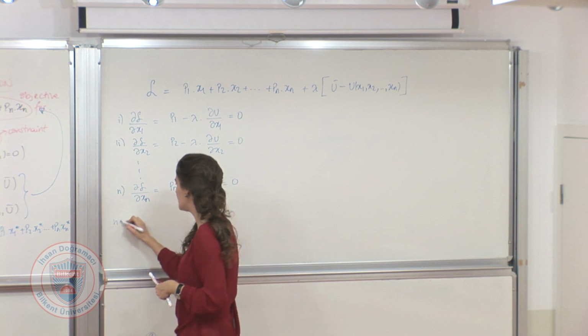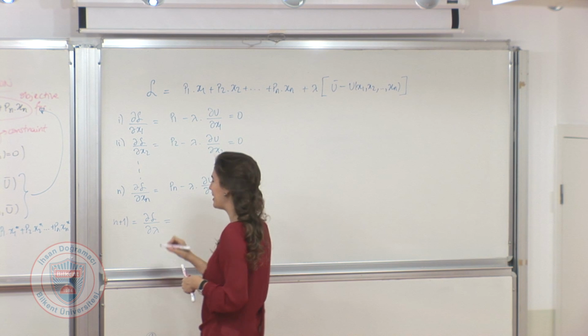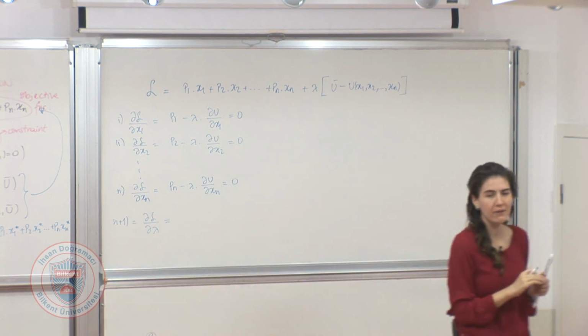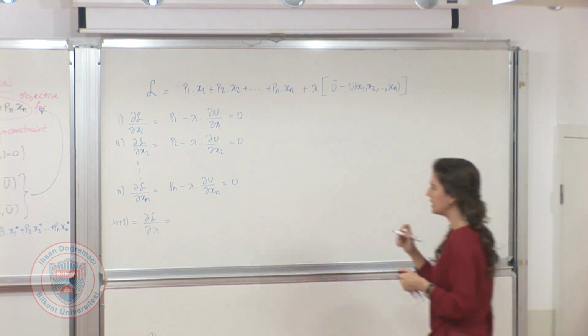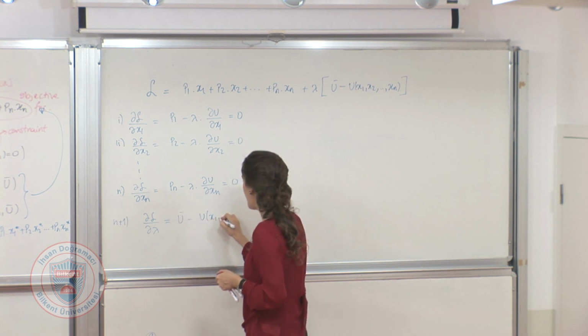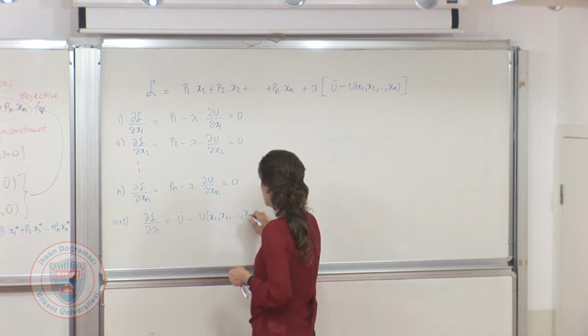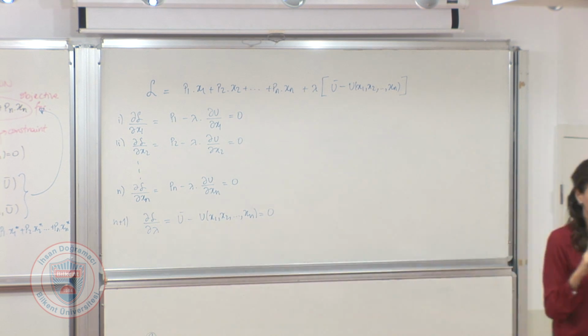And then we had this condition. We take the derivative with respect to lambda, which is going to give us the constraint, right? So I have U bar minus u of x1, x2, xn equals to 0, which is nothing but my constraint, right?